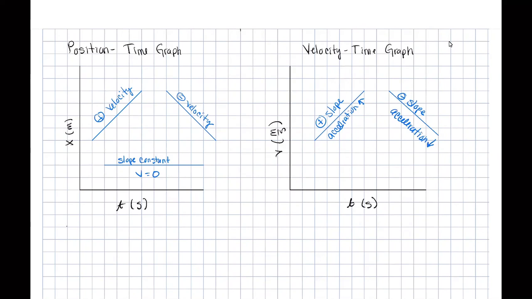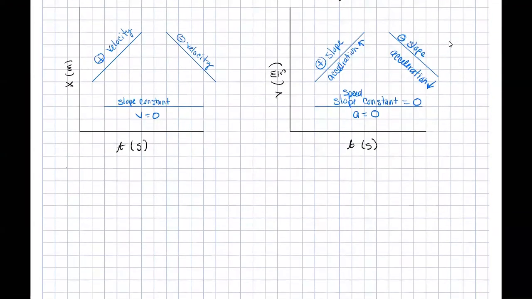Okay. And if we have a straight line on this graph, we have a constant speed. The slope is constant, and it equals 0. So we have acceleration equaling 0, which means we have a constant speed. Okay. Let's look at what some of those things actually mean.